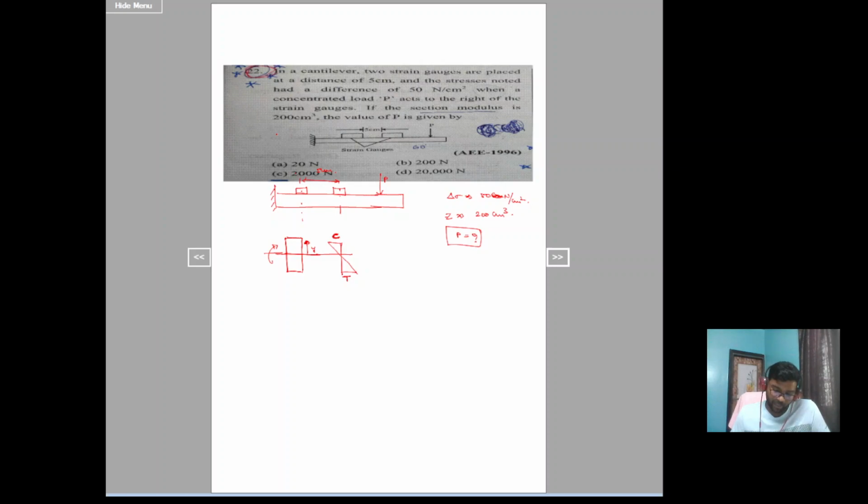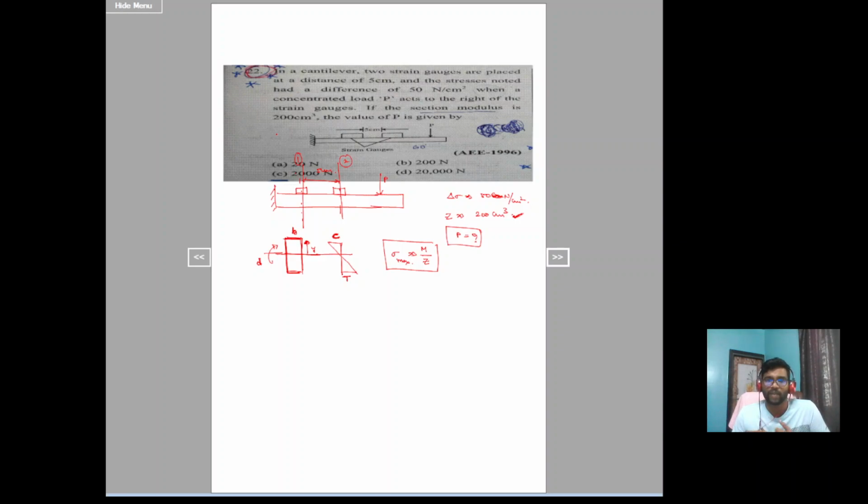He didn't mention anything about cross-sectional details, but he has mentioned the section modulus. So now I am considering the maximum distance, the maximum point, or you can say the maximum bending stress that is produced at that section. So sigma is equal to M by Z, that is sigma max you will get. At section 1, let's take this is section 1 and this is section 2. If I calculate the maximum stress at section 1 and the maximum stress at section 2, the difference of those two stresses is 50 Newton per centimeter square.